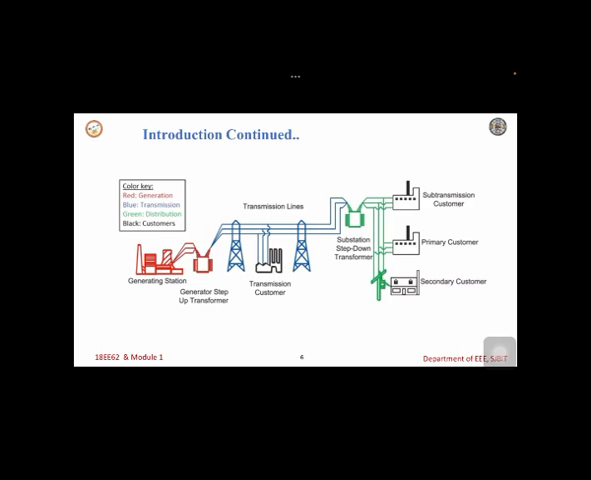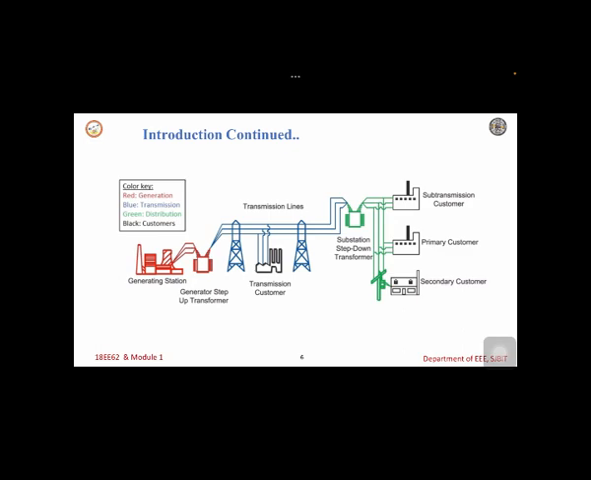Generation: we are generating the power from different renewable and non-renewable sources. Transmission: we are transmitting the power over long distances because the loads are not near the generating station. We have to transmit the power over overhead lines. This will minimize the losses. And with high voltage, we are transmitting the power to minimize the losses.